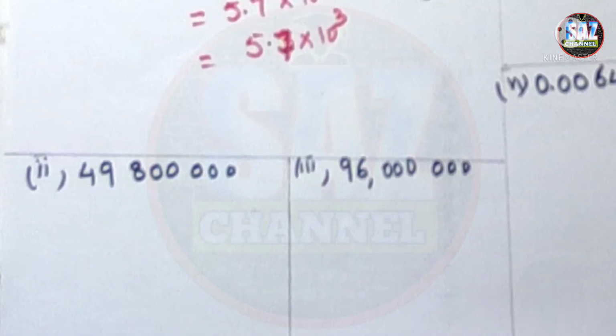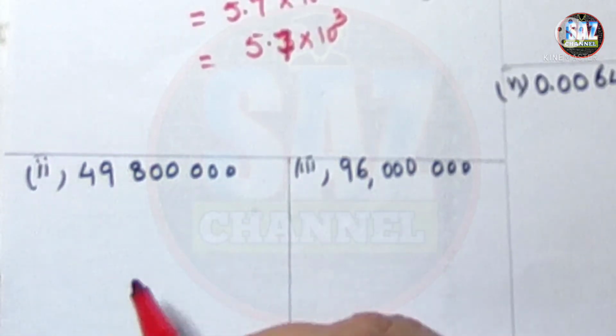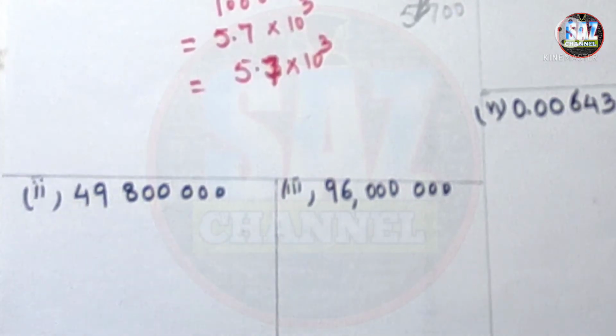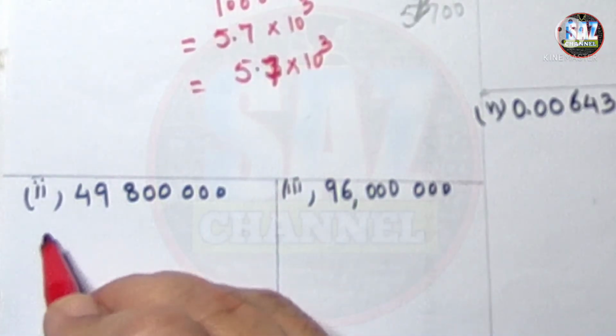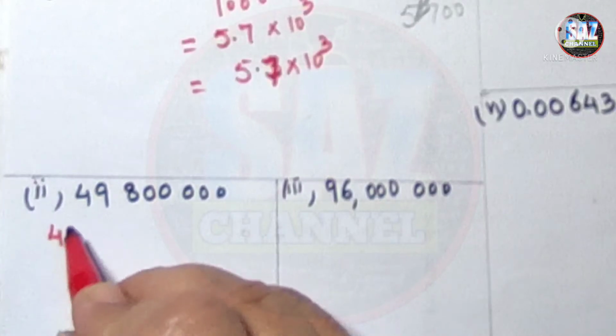Moving to the second part, and the second part is a quite large number, 49,800,000. Okay, so what we can do is, first we will be solving this properly.